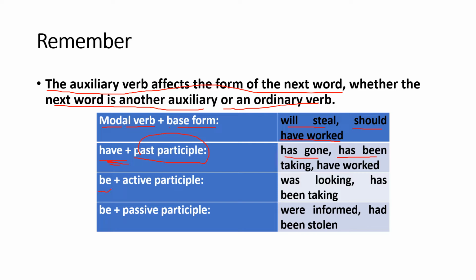If the auxiliary is the verb to be, it can be followed by the active participle. And by the active participle, we mean the ing form, when we say was looking or has been taking. If the auxiliary again is be, it can be followed by the passive participle if the sentence is in the passive, like were informed or had been stolen.